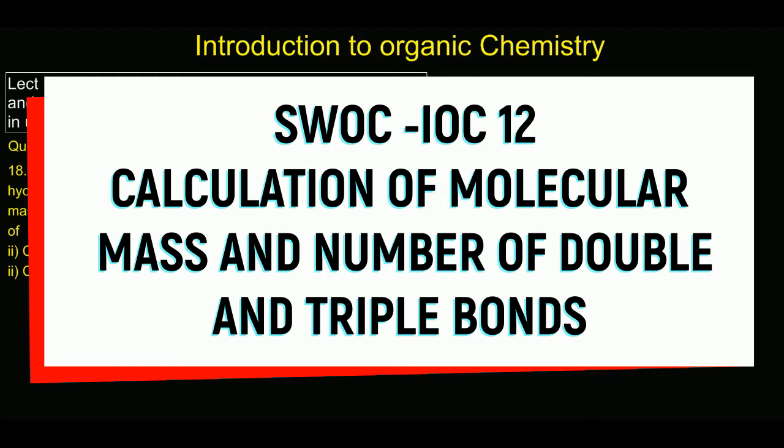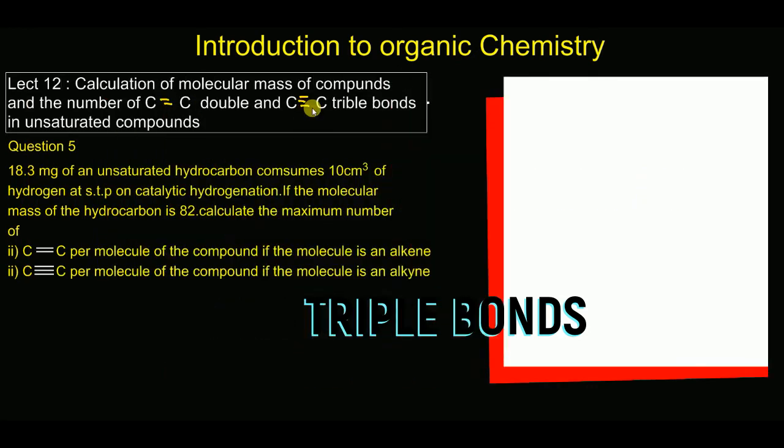And today we are going to continue our calculations on how to find the number of double bonds and the number of triple bonds within a particular compound. This is all informed when you can know the number of hydrogen gas that is consumed in the reaction. The number of hydrogen gas consumed in the reaction can be used to find the number of double bonds that are there.